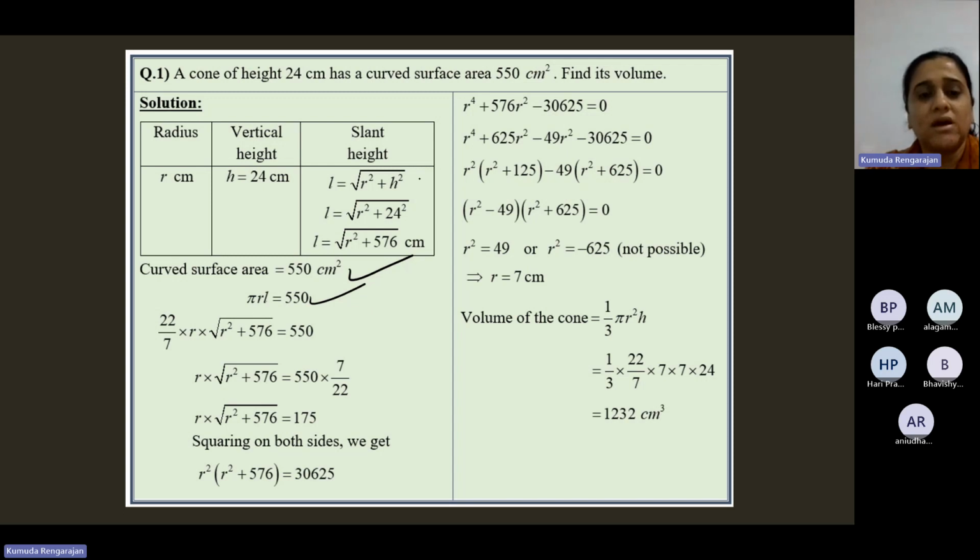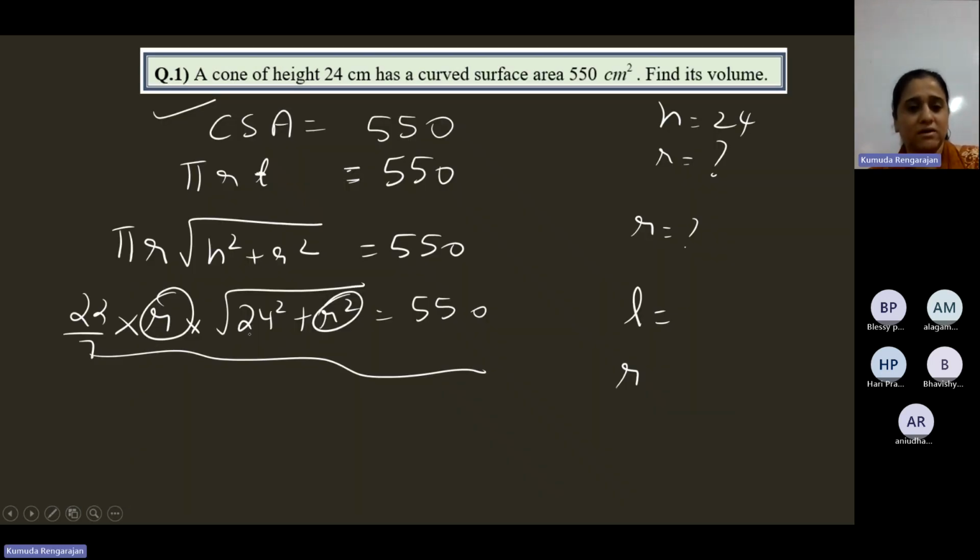Otherwise, if you think, how do I know that I have to work all this? Then don't do that. You can substitute here itself, like I did here. If you don't do that preparation earlier, it's okay, no problem. You can do it like this. Pi RL is equal to 550. Pi into R into what is L? Root of H square plus R square is equal to 550. 22/7 into R into root of 24 square plus R square. Like this you can work. So that's what I've substituted here.